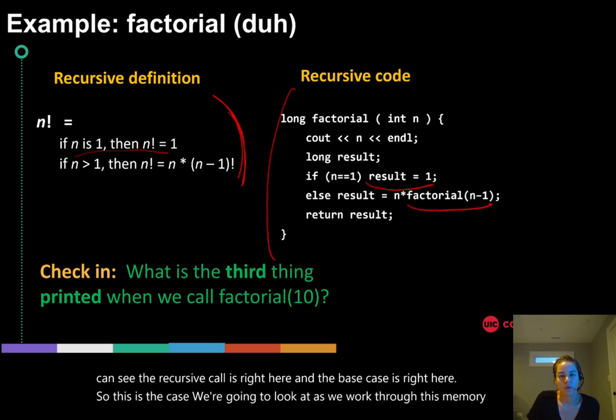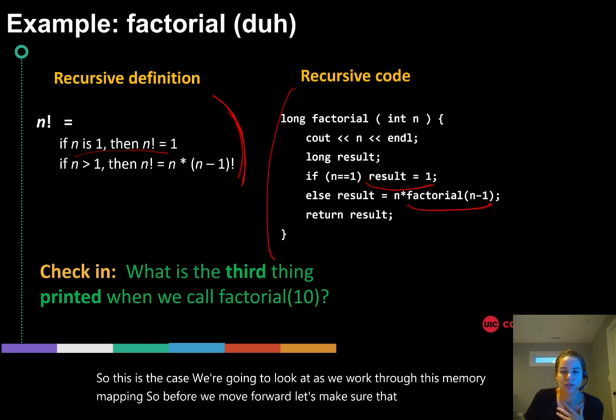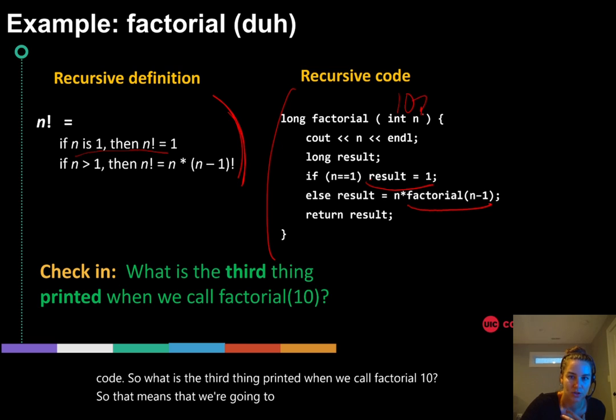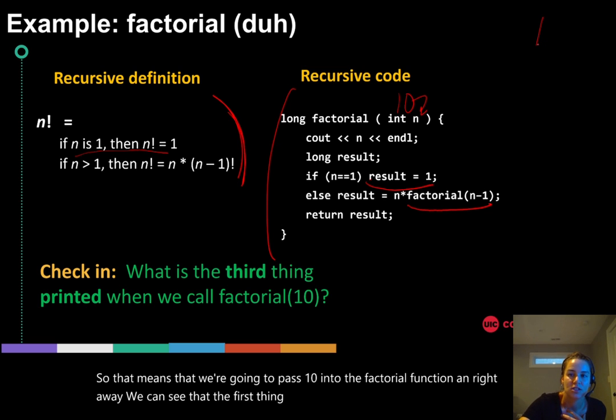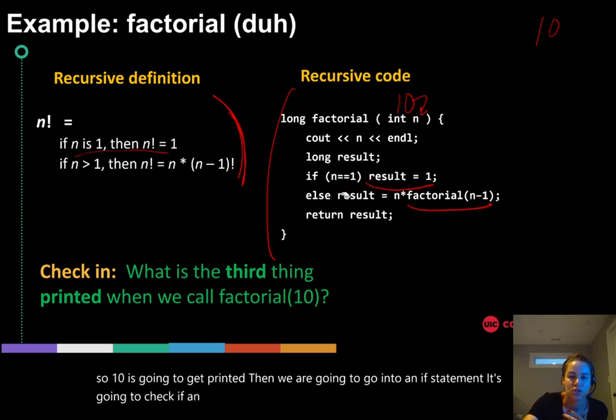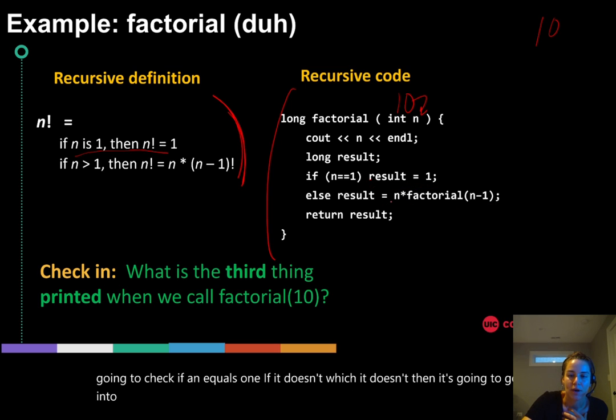Before we move forward, let's make sure that we understand the code. What is the third thing printed when we call factorial 10? That means that we're going to pass 10 into the factorial function. Right away, we can see that the first thing that happens in the function is it's printed. So 10 is going to get printed. Then we are going to go into an if statement. It's going to check if n equals 1. If it doesn't, which it doesn't, then it's going to go into the else, and in the else is where the recursive statement happens.